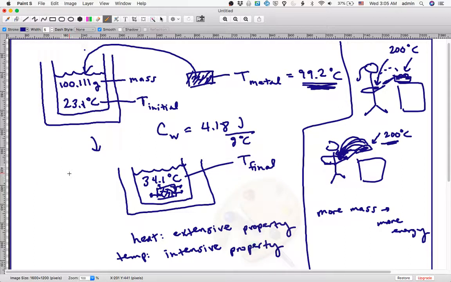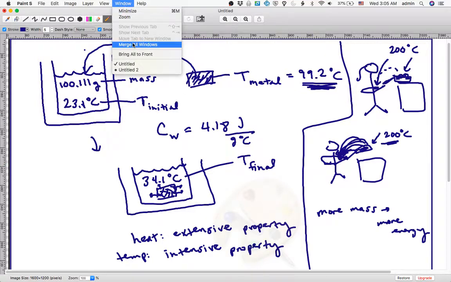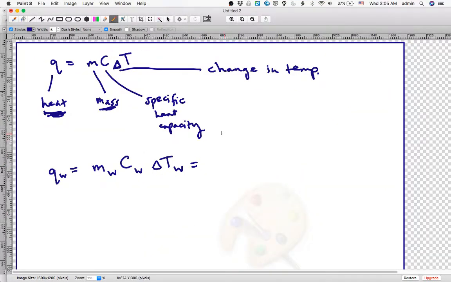So let's go back to the calculation. What about the change in temperature? The water was this temperature. Now it's this temperature. So how do you calculate the change in temperature? You calculate it by doing T final minus T initial. That is how you calculate the change in temperature. It was 34.1 was the final and 23.1 was the initial. So that's going to be easy to calculate. Let me just plug these numbers in for you here.